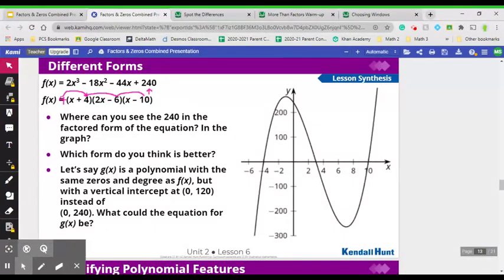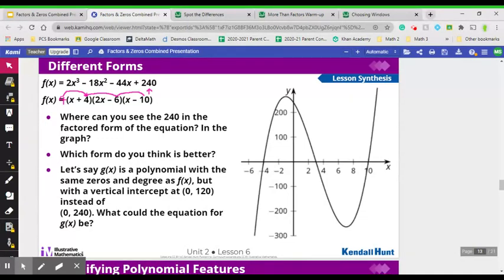Number 2 asks, which form do you think is better? I personally think that graphing something with factored form, especially polynomials, is much easier to do by hand and to understand what's happening in the graph. Standard form is really only easiest to see the y-intercept, which is not really that big of a deal. So I personally would say factored form, but that does not necessarily mean that would be what everyone would say.